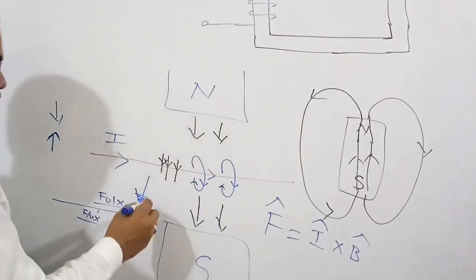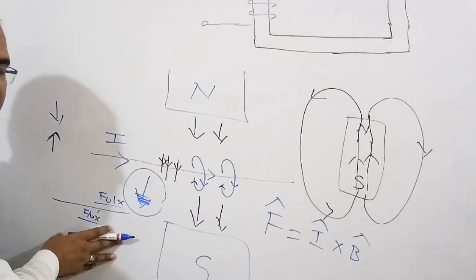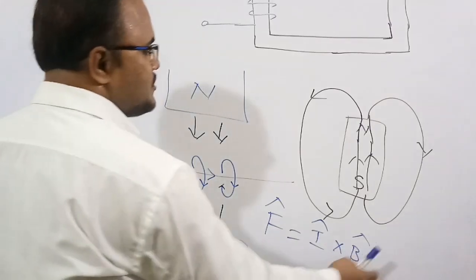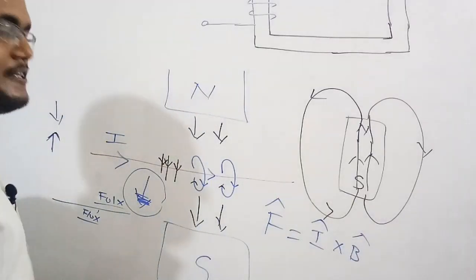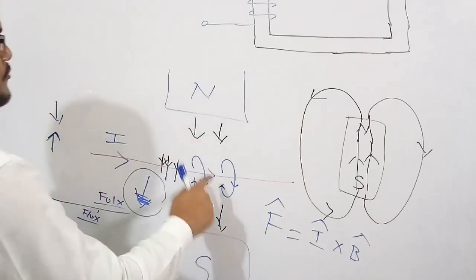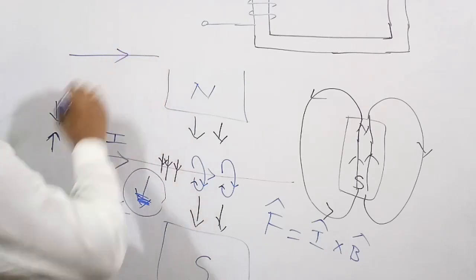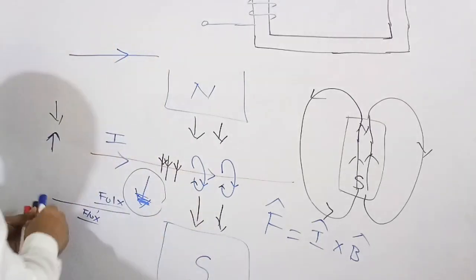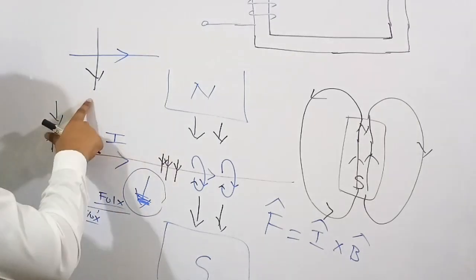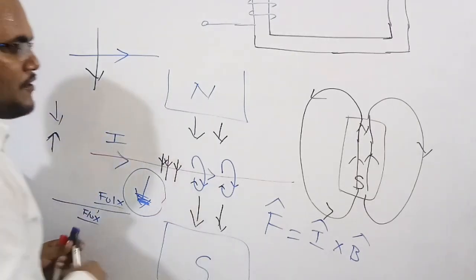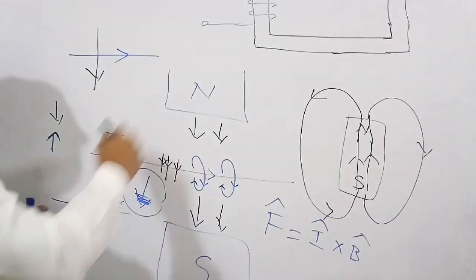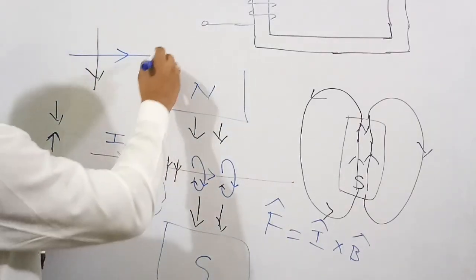Based on this formula, we will now easily be able to figure out the direction. By our general analysis, we got the force in the downward direction. Now let us use this formula to figure out whether the force will be downward or upward. See here, the current is from left to right, and this is the magnetic field. This is the B bar and this is the I bar. Now we need to do the cross product from I bar to B bar.